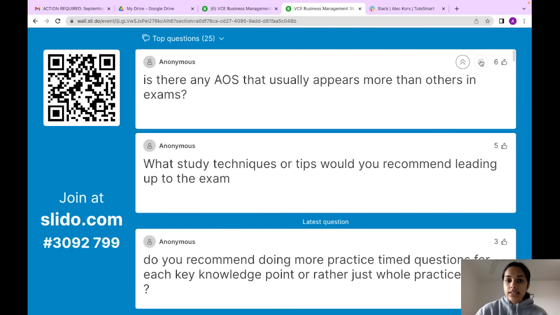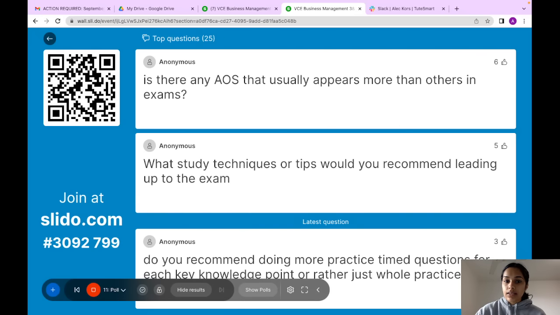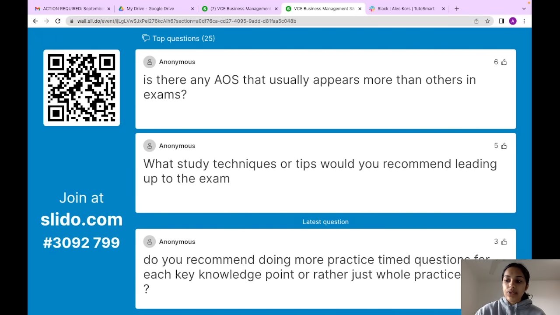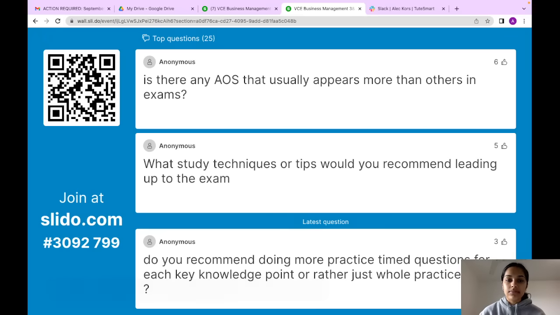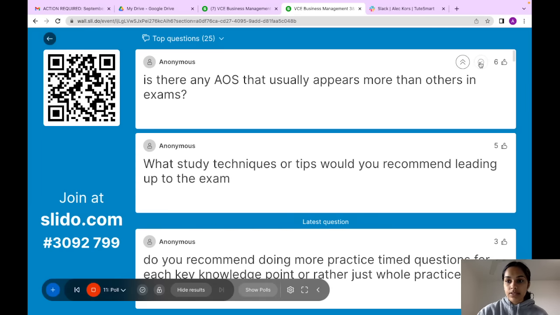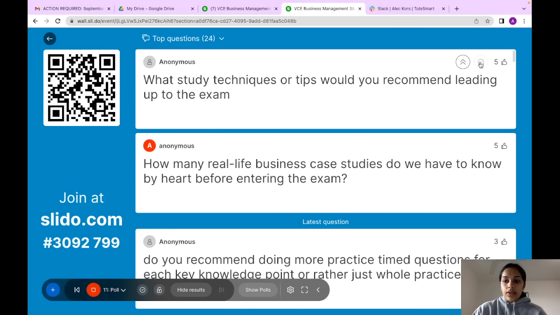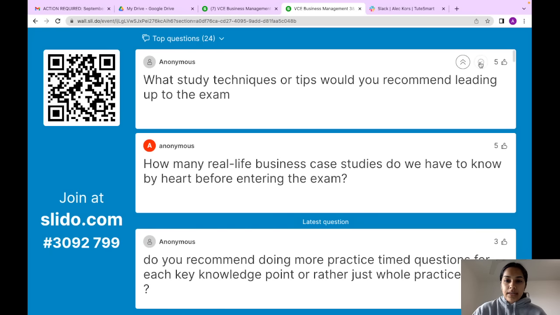Is there any AOS area of study that usually appears more than others in the exam? I think you can't say, because every year it is different, so it could be quite different. But just know that anything within the study design can be tested on. Area of Study 1 doesn't tend to be a significant focus within the exam, but it's hard to say because every year it can be different. So there's no sort of structure there. All right, so what study exams or tips would you recommend leading up to the exam? Kind of went through some of those.